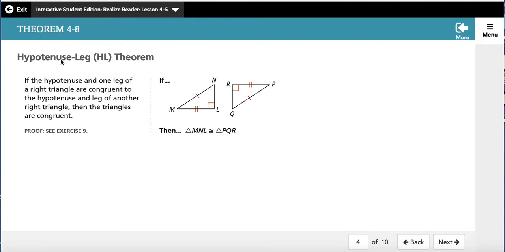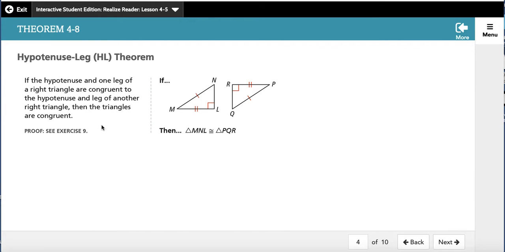We're going to study the hypotenuse leg theorem. Remember, we're dealing with right triangles now, and the hypotenuse is the side that's across from the right angle. So in this case, MN is the hypotenuse and PQ is the hypotenuse. If the hypotenuse and one leg of a right triangle are congruent to the hypotenuse and leg of another triangle, then the triangles are congruent.